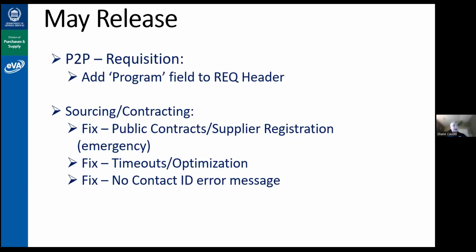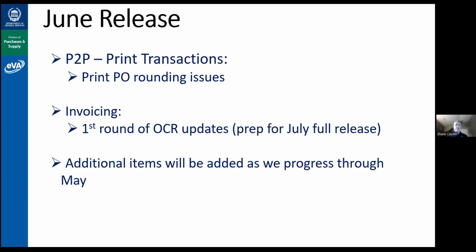And all these May items are in UAT right now. So for those of you that play around in UAT, you may see some of these things. Shifting over, we have a couple of things we know are going to go into the June release. And those June release items include one more print transaction thing.